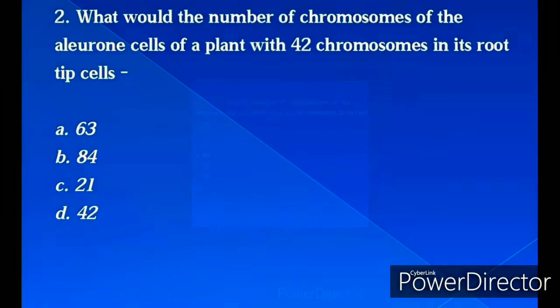Yes, let me start with the second chapter, that is sexual reproduction in flowering plants. Okay, what would be the number of chromosomes of the aleurone cells of a plant with 42 chromosomes in its root tip cells? Option A 63, option B 84, option C 21 and option D 42. Here the answer is option A 63, because the outermost cell layer of the endosperm, which is triploid in condition, of seed, is called the aleurone layer. Since the cells of the aleurone layer are triploid, the number of chromosomes would be 63, as root tip cells contain 42 chromosomes, which is diploid in condition.